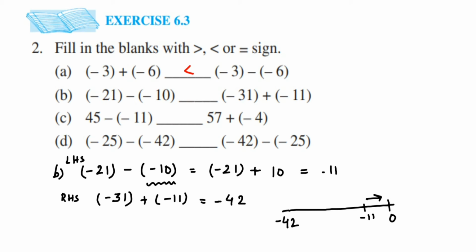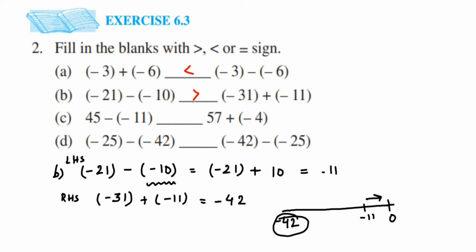So this one is smaller than minus 11. We can say that RHS is smaller than LHS, so LHS is greater here, so the sign will be this. Remember that in the negative integers, the number which is closer to 0 will be greater, or it's like the opposite: the number which is greater, if it has a negative sign, has the least value.